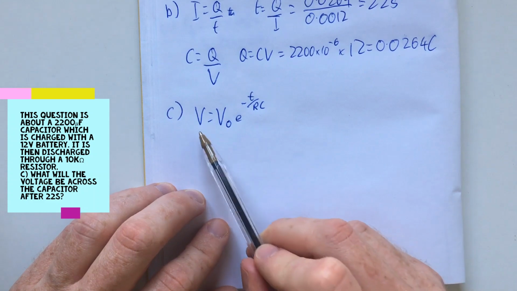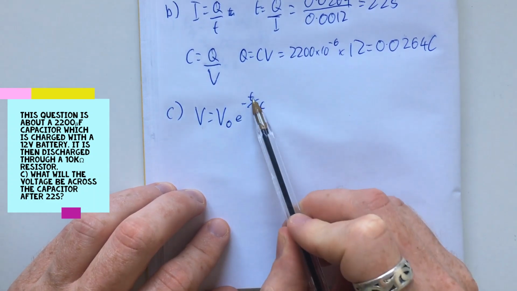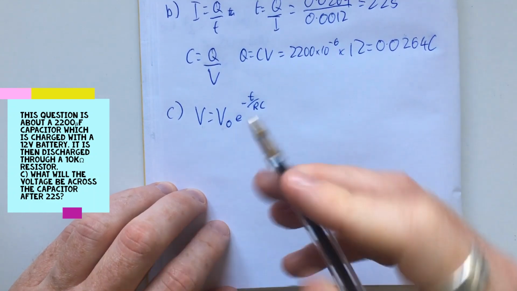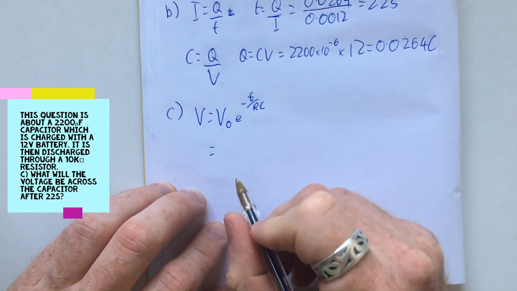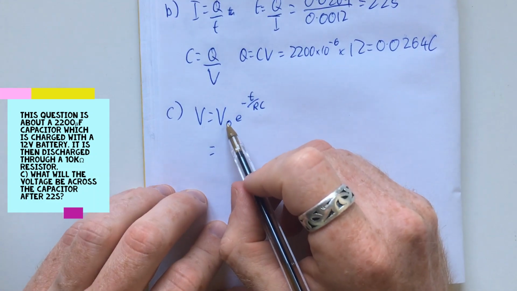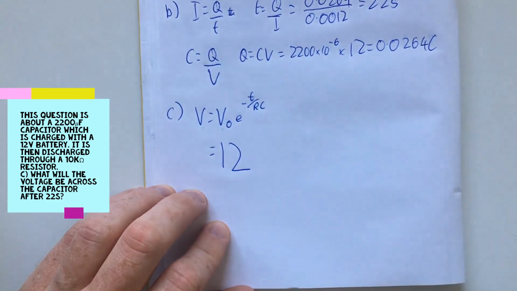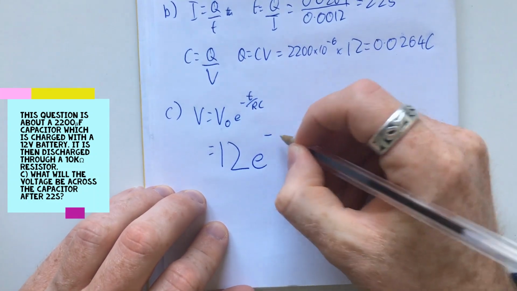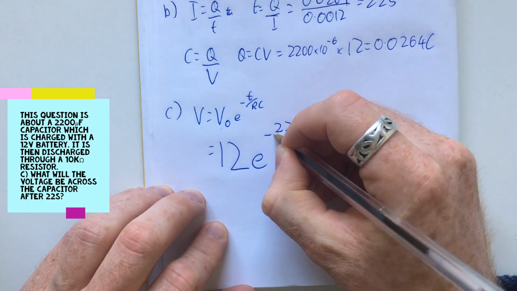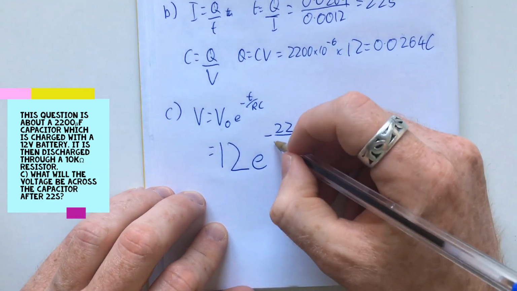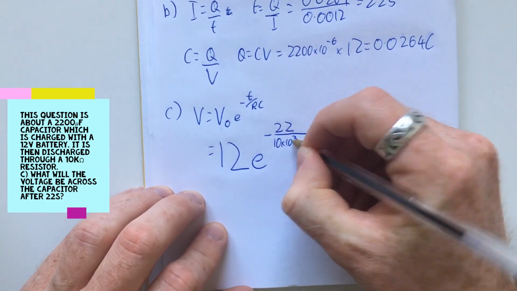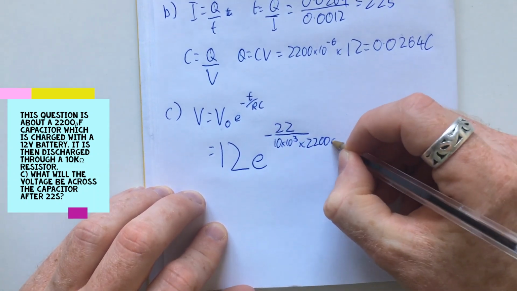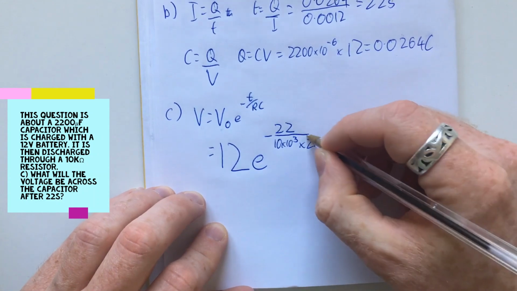So we're asked, what will the voltage be when the time is 22 seconds, and V0 is the initial voltage of 12 volts. So what I'm going to do is plug in my values. V0 is 12. I'm going to make this nice and big so you can see what I'm doing in the exponential. Times e to the power of minus t, so t is 22 seconds, over R, which was 10 kilo ohms, times C, which was 2,200 microfarads, so times 10 to the minus 6.